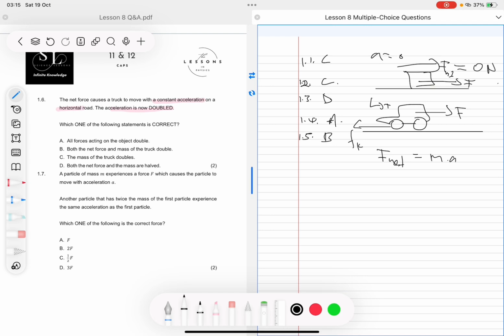But now when I choose my direction here, you will realize that my net force is also given by the sum of forces acting on the object. It's going to be this force here, F, minus this force here, kinetic friction, because it goes in the negative direction, giving me this scenario.